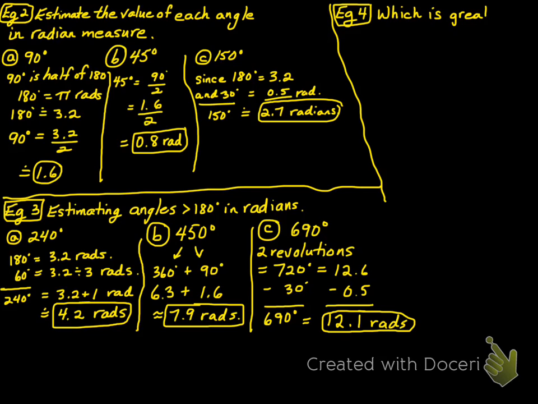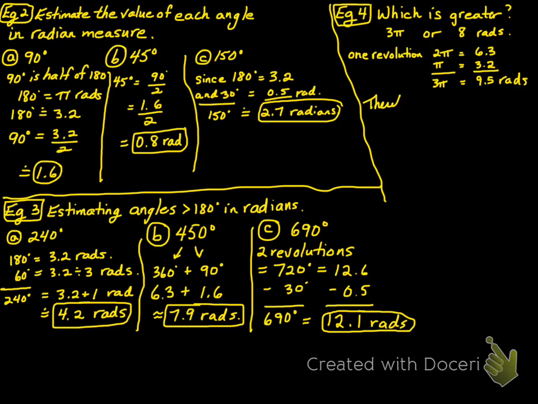In example 4, which is greater, 3 pi or 8 radians? Well, 1 revolution is 2 pi, 6.3. Add another pi for another revolution, half a revolution, I should say, and that's going to give us 9.5. 3 pi is about 9.5 radians. So you can see that 3 pi is obviously greater than 8 radians.